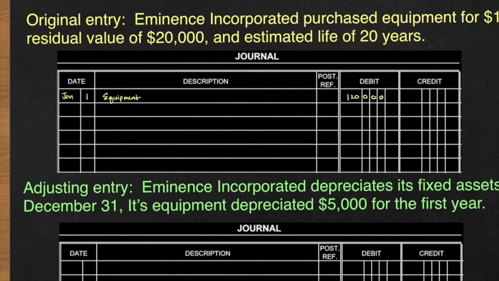And let's assume that this company purchased it for all cash. That's a lot of cash. So cash will be your credit for $120,000.